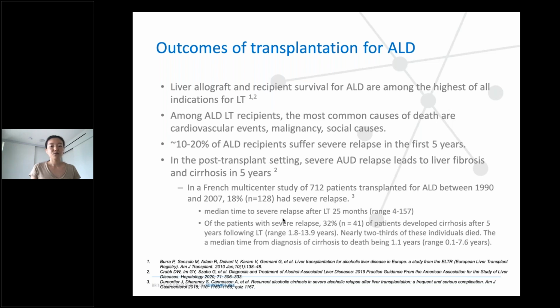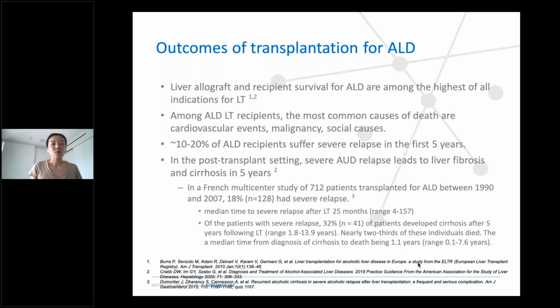The median time to this type of relapse was about a year, granted with a large range, 4 months to 157 months. Of the people that had this kind of severe relapse, a third of them developed cirrhosis very quickly, about 5 years after receiving transplantation, and nearly 2/3 of these individuals died. And unfortunately, the median time between diagnosis of cirrhosis and death is also very rapid, about 1 year.